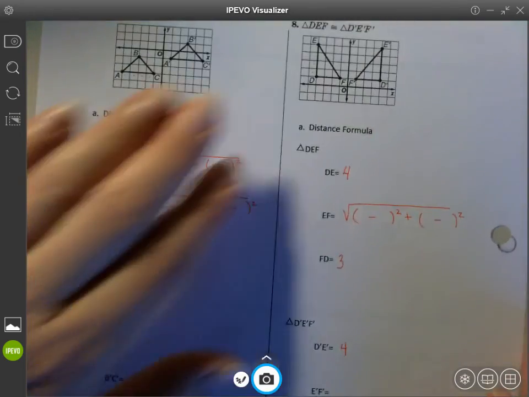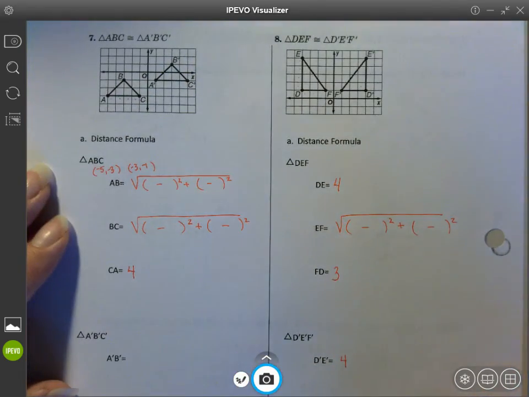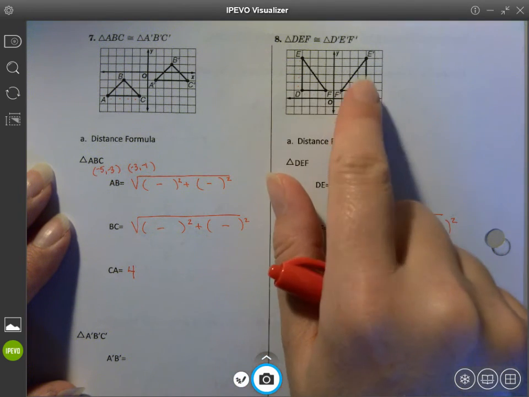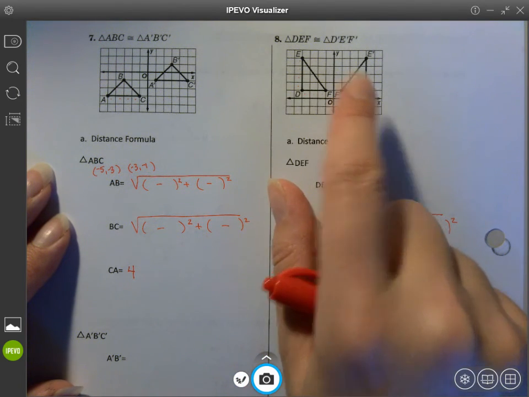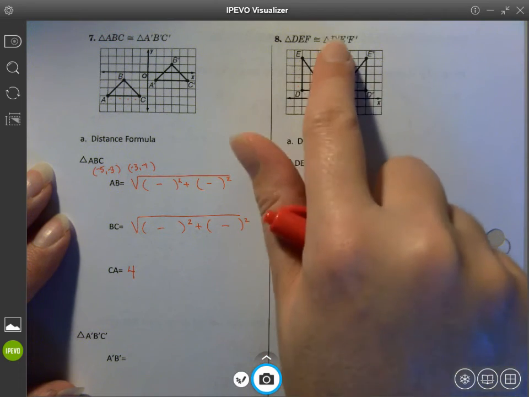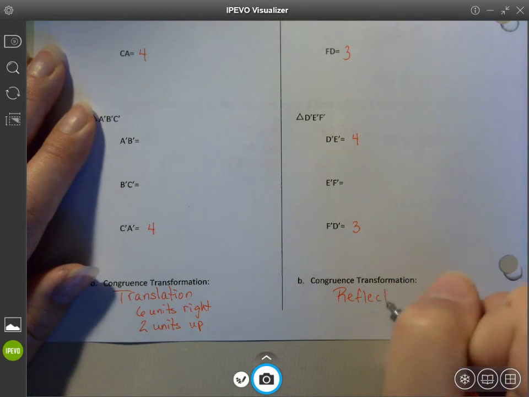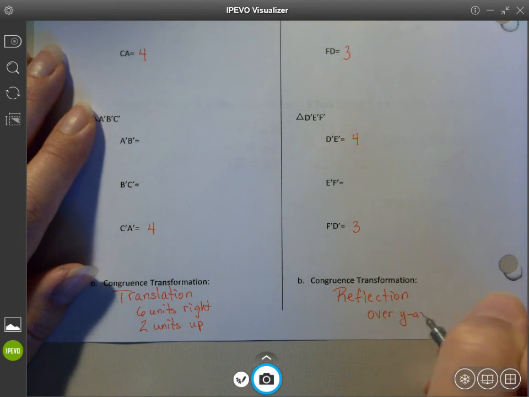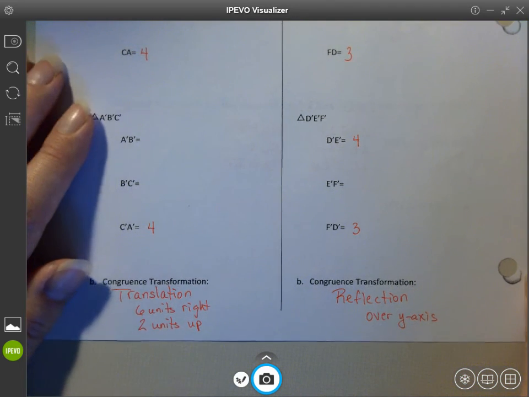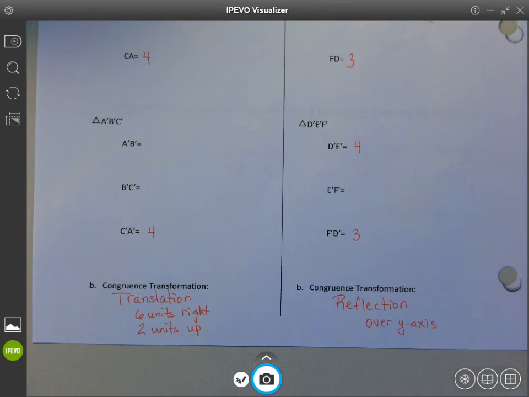If these are congruent, what happened to these figures? Here's the original. How did it get over here? It flipped it. It reflected over the y-axis. So reflection over y-axis. Okay, so we did a good amount of this. This will be what we're going to work on and finish up.